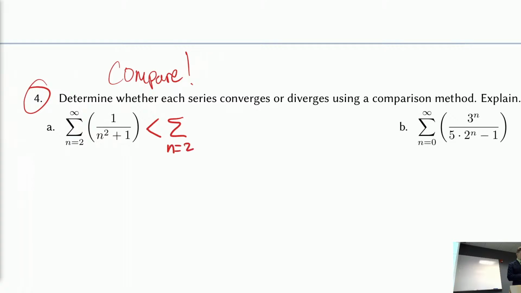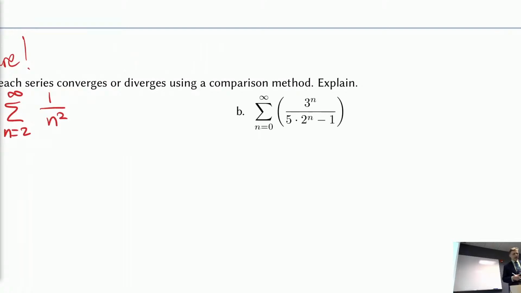The sum from n goes from 2 to infinity of 1 over n squared. Write down your comparison. So that's less than a convergent, and then tell me that that converges. So it's less than a convergent power series. And then this one, how would you compare? Well, you've got a bunch of things you can compare this to, but the thing that kind of pops out to me is that this is bigger than this: 1 over 5 times 3/2 to the n.